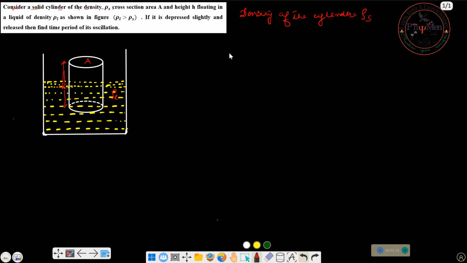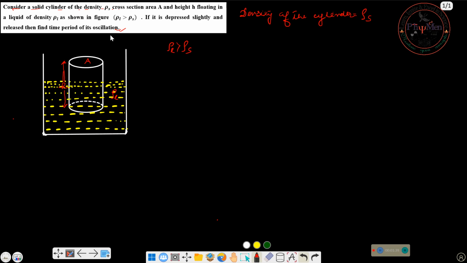As shown in the diagram, it is also given that rho l is greater than rho s. That means the density of the liquid is greater than the density of the cylinder. If it is depressed slightly and released, then find the time period of its oscillations. So let's proceed.